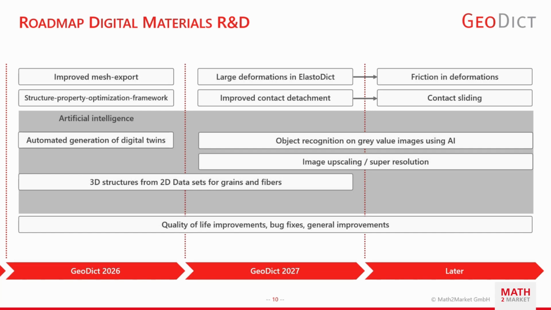In GeoDict 2027, we will focus more on large deformations in ElastoDict and improve contact attachment. And on the longer roadmap, we will also have a look at more friction in deformations and contact styling, which is really asked for very often by the customers. In GeoDict 2026, we will also start with implementing new algorithms to really identify objects on the grayscale images that we have. So not only on the segmented images, but really using that additional information that is inside the gray value image to recognize objects. And also involved in that project will be looking at image upscaling and super resolution approaches.